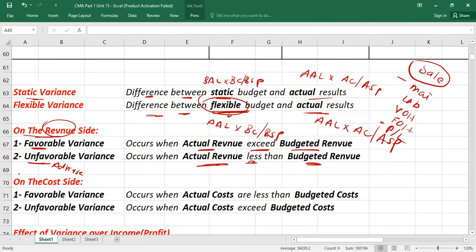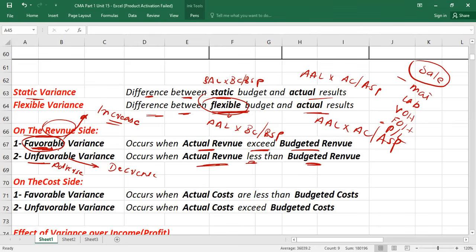Please remember, whenever a variance is favorable, even on the cost side, it will increase your profit. Due to this variance, your profit is increasing. If any variance, even cost or revenue, is unfavorable, it means it is going to decrease your profit. So why is it called favorable? Because it has a positive effect on the profit, because it is going to increase your profit. Why is it called unfavorable? Because it has a negative effect on the profit.